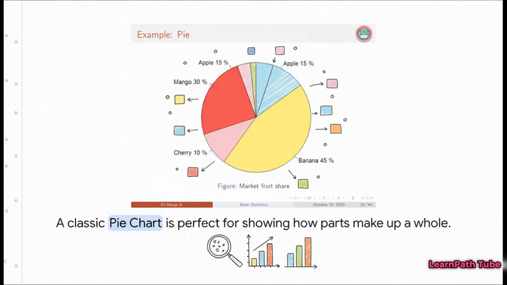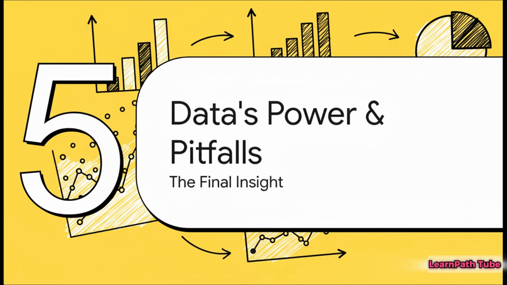And of course, sometimes your main goal is just to show how different parts make up 100% of a whole. For that, you can't beat the classic pie chart. Each slice is just a proportion, making it instantly clear how something, like market share for fruit, is all divided up. So, there you have it.